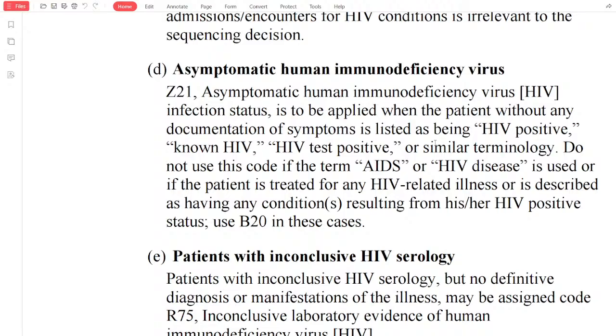Do not use this code if the term AIDS or HIV disease is used, or if the patient is treated for any HIV related illness. In those cases you use B20. Only when an HIV related illness is mentioned do you code B20. Otherwise, you don't code B20. Clear? Got it.